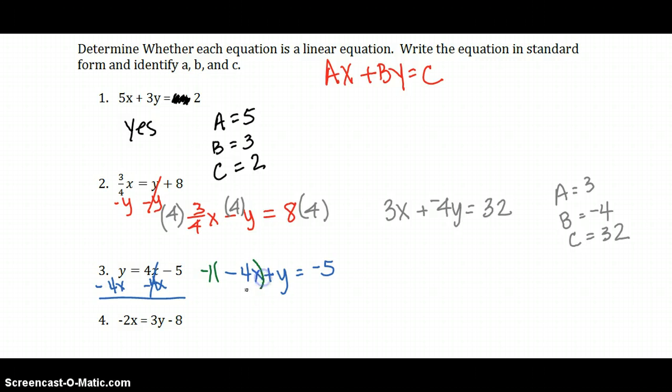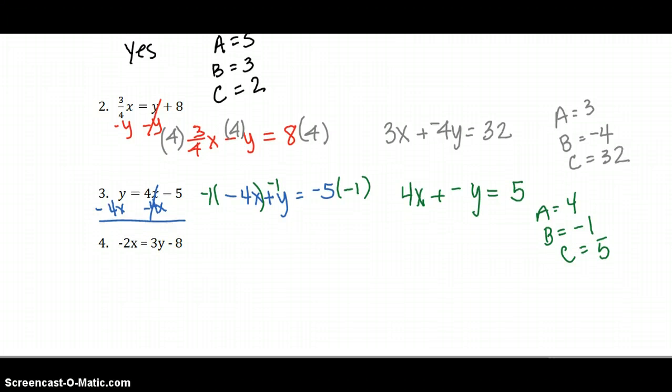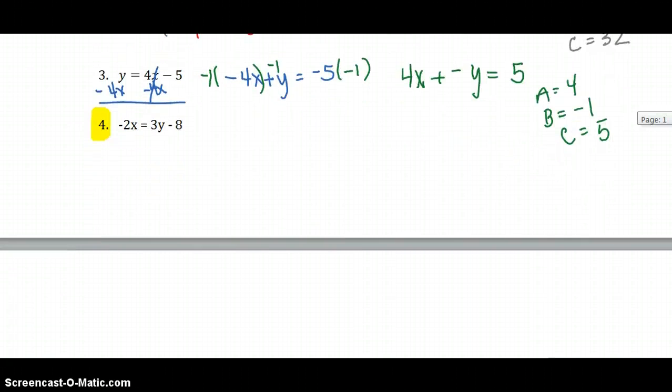If I multiply negative 4x times negative 1, and negative y times negative 1, and negative 5 times negative 1, our new equation is going to be a positive 4x plus a negative 1y equals, negative times negative makes positive 5. So our A is 4, our B is an understood negative 1, and C is 5. Alright, I'm going to leave number 4 for you to rearrange. Remember, you'll need to take care of your negative, because you can't have A less than 0.